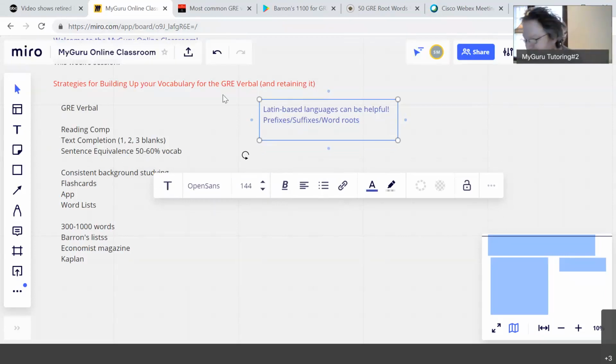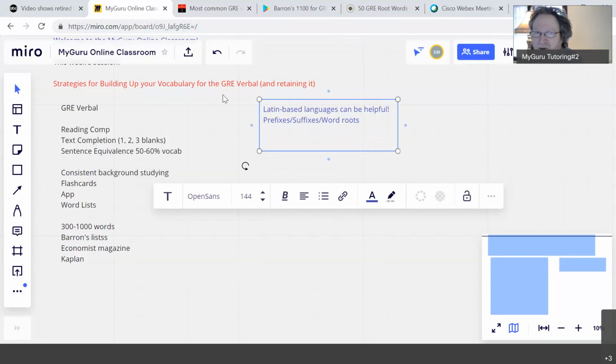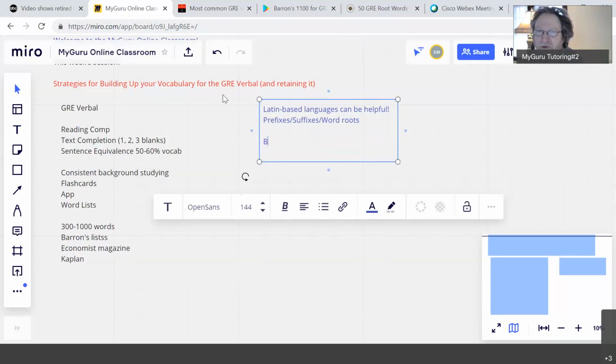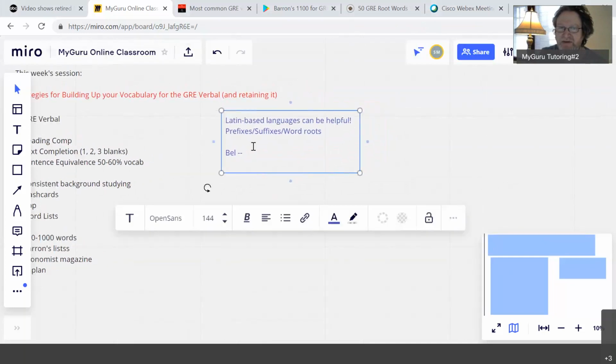So let's take a look at some examples of how that might work. All right, let's take a word like, oh, I don't know. Does anyone know what the word root BEL means? Probably best to put it in the chat if you do know it. Anyone know what BEL means? It's a Latin word root.